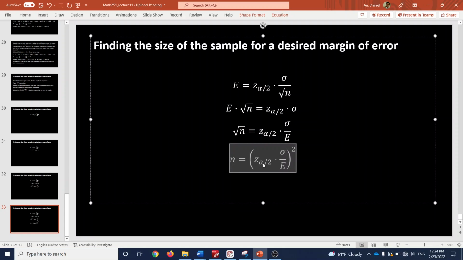And this tells you that if you know the standard deviation or have some idea of the standard deviation, and you also know the critical value, and if you have a desired margin of error, then this formula will tell you what sample size you would need in order to successfully narrow down your confidence interval so that it's good enough to use, right?